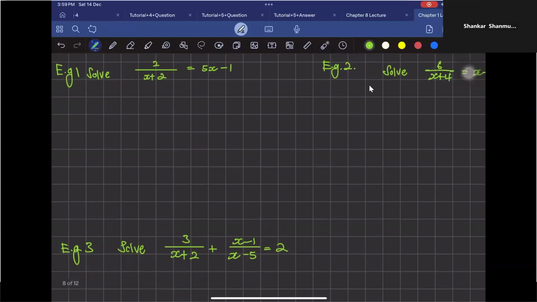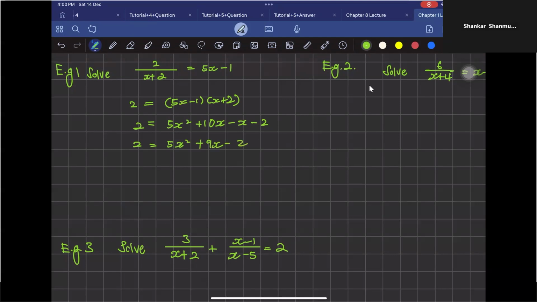So for this kind of fractional question, the way to go about it is just to make it a single line. So 5x minus 1, x plus 2. Then you expand this. So you will get 5x squared plus 9x minus 4 equals to 0. Okay?